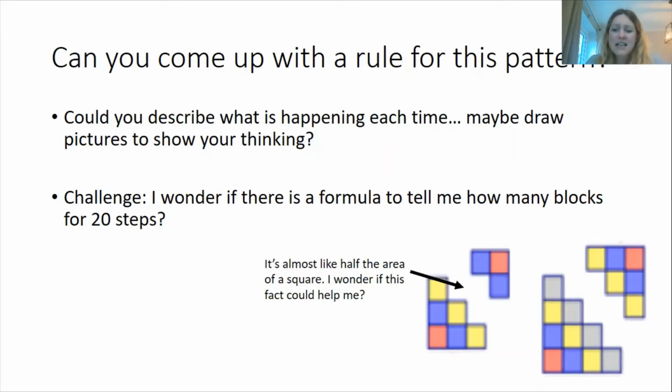Now, one thing that I noticed when I was looking at this step here, it's almost a full square, 3 by 3, or 4 by 4. I wonder if there's anything that you know about areas of squares that might help you with that formula. But remember, it's not quite a full square, is it? It's almost like it's been chopped in half. But not quite. There's a bit more than half there.